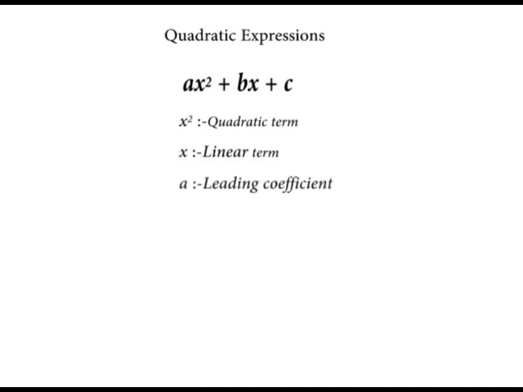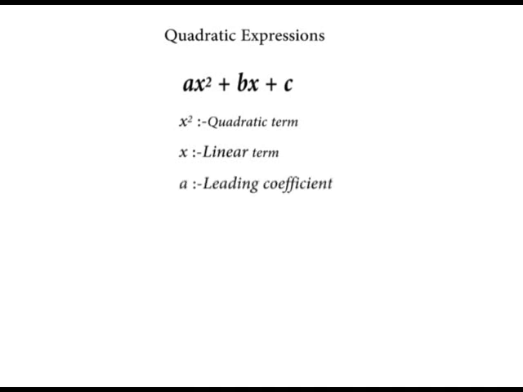In this expression, x squared and x are called terms. X squared is the quadratic term and x is the linear term. A and b are coefficients. A is the coefficient of the quadratic term. It is also called the leading coefficient.